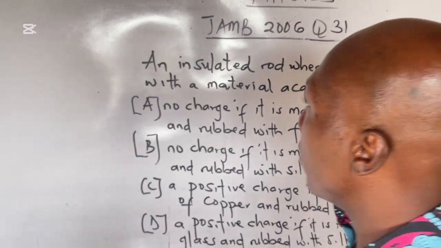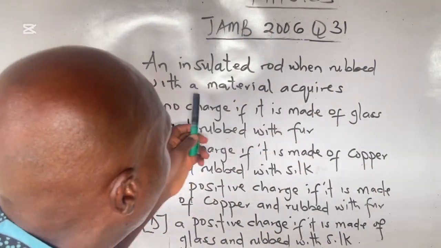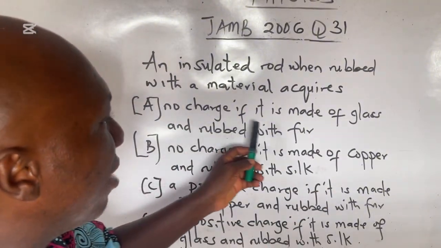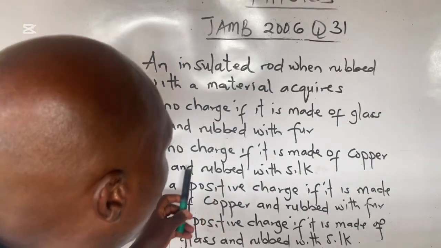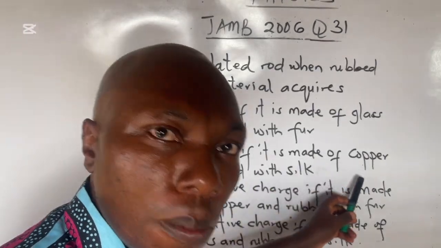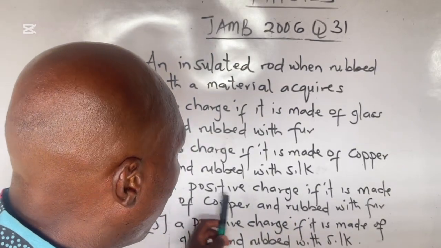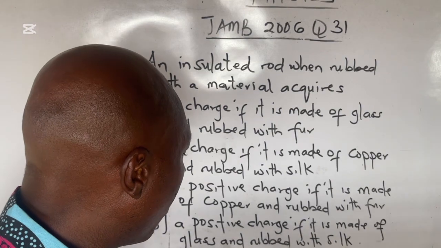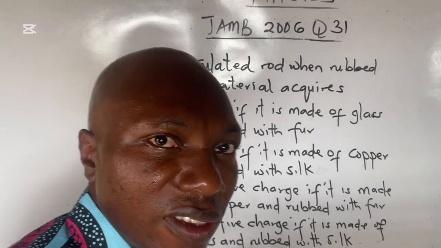This question is: an insulated rod, when rubbed with a material, acquires A, no charge if it is made of glass and rubbed with foam. B, no charge if it is made of copper and rubbed with silk. C, a positive charge if it is made of copper and rubbed with foam. D, a positive charge if it is made of glass and rubbed with silk.